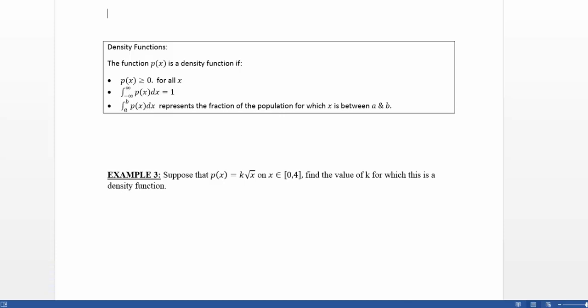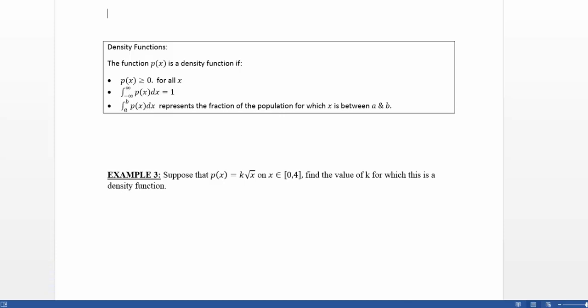So notice that our x values go between 0 and 4. So that means that the square root of x will be positive as long as k is positive, or equal to 0. So the first part of our density function features is satisfied as long as k is positive. That means that our p of x will also be greater than or equal to 0.